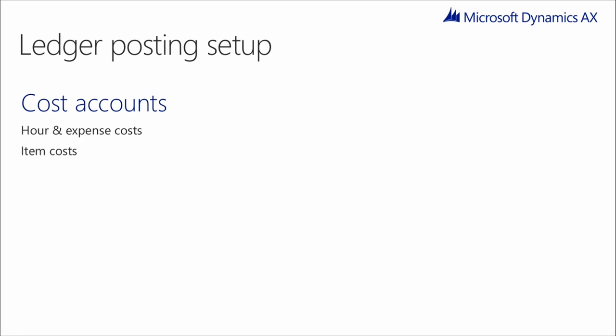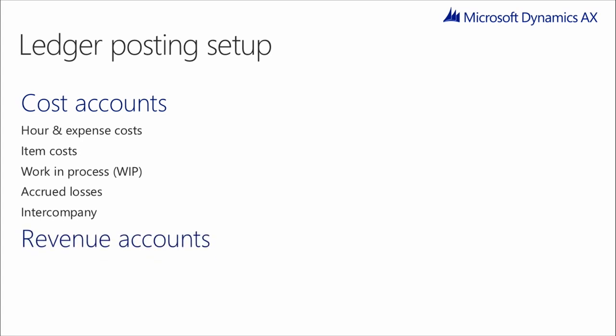So our costs and expense costs are set up individually. There are also work in process accounts, which we didn't talk about and which we'll look at in the more advanced module, which is where you post to the balance sheet and then bring revenue and costs into the P&L on a periodic basis. There's also another thing called accrued losses, which is another advanced feature. And there are also intercompany accounts. And then the revenue accounts are driven by the behavior of the project type and the project group.